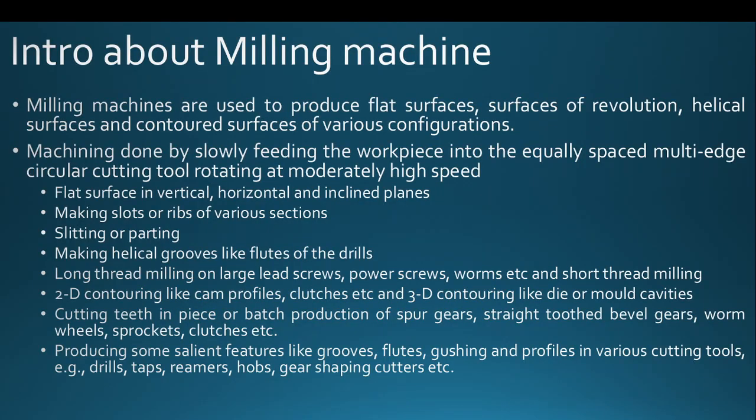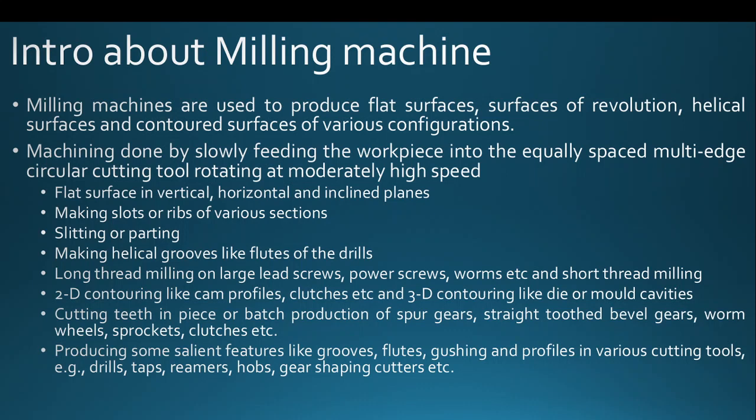First of all, a short intro about the milling machine. These milling machines are used to produce flat surfaces, surfaces of revolution, helical surfaces, contoured surfaces, and various types of profiles also. As I told you, it has a lot of applications in the machine shop. The machining here is done by slowly feeding the metallic workpiece into the multi-point cutting tool, which is rotating at high speeds and sometimes medium speeds. In this way the machining happens. Our workpiece is fed against the rotating multi-point cutting tool.